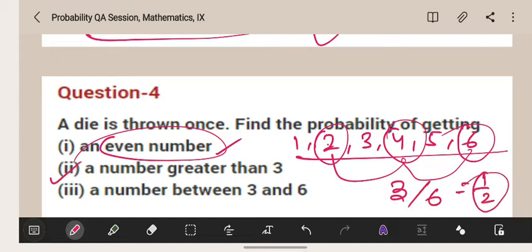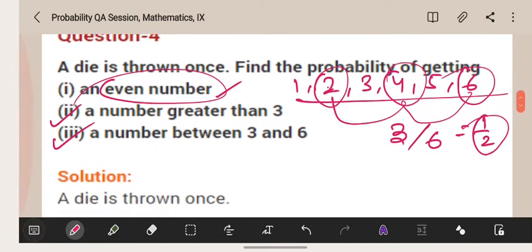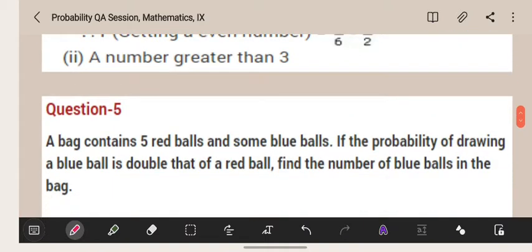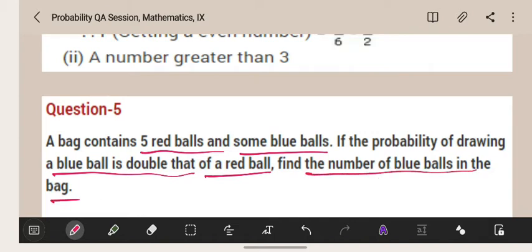Alright. Similarly, you can go with the second and third. Solve it and then get back with your answers in your virtual class. Again, we have the next question. A bag contains 5 red balls and some blue balls. This question is a little different here. If the probability of drawing a blue ball is double that of a red ball, find the number of blue balls in the bag. Okay, so here some kind of algebraic expression is required because something is unknown here.